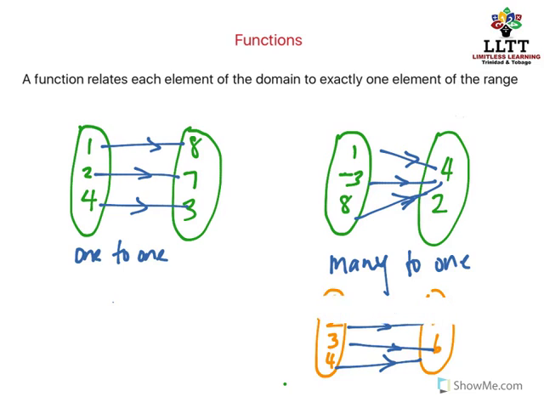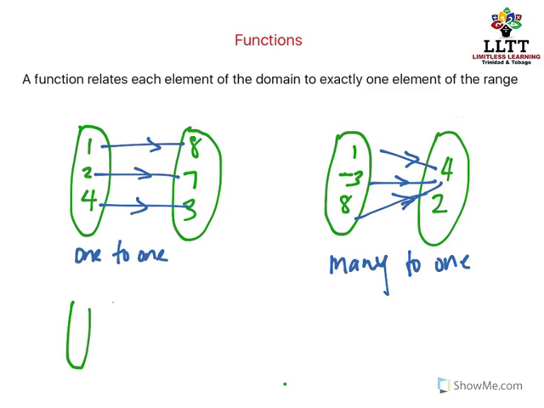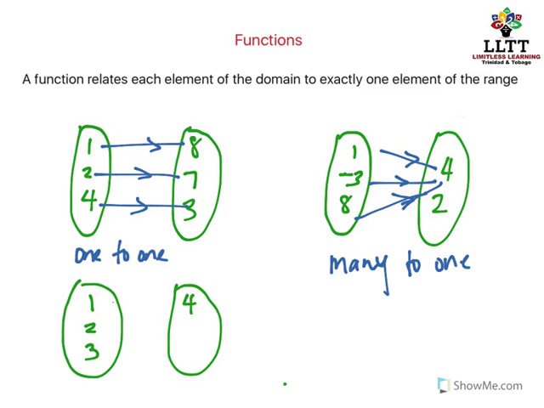Then there is something known as a one-to-many, and I'm pretty sure you guessed this. You have one element going to many elements in your range. So let's say 1, 2, 3, you have 4, 5, 7, and let's say the number 1 is going to 4 and 5, and the number 2 is going to 5 and 7. Right? You have one element that goes to more than one element in your range. This is known as a one-to-many.